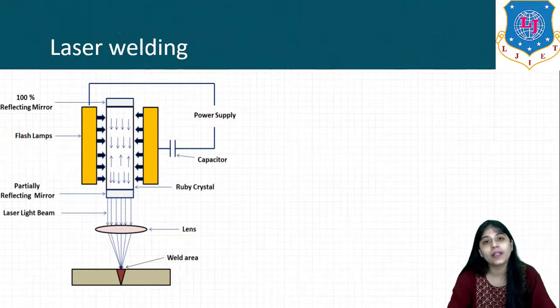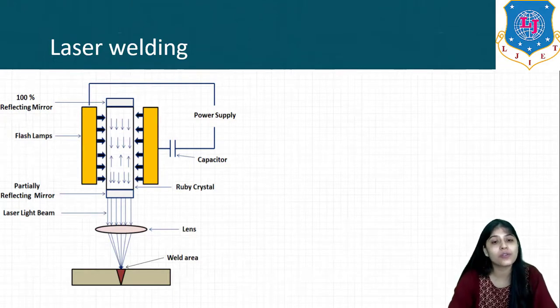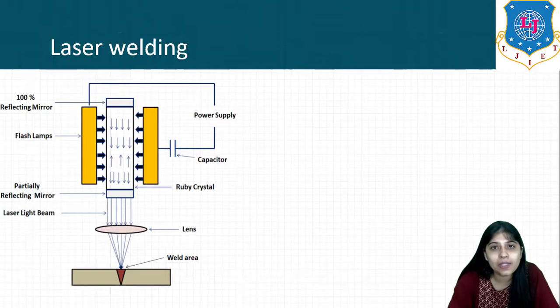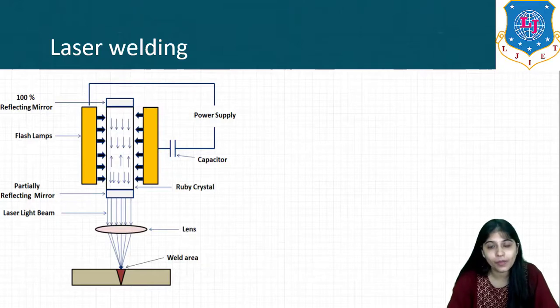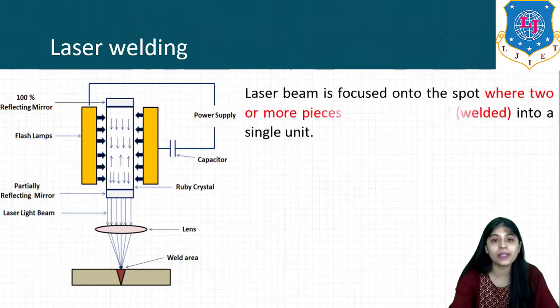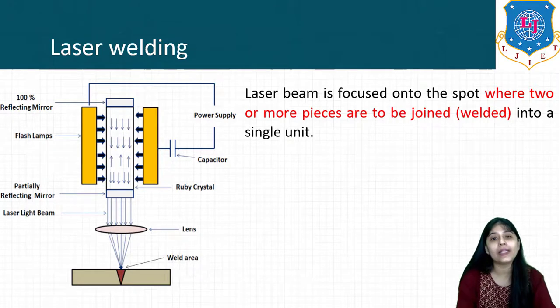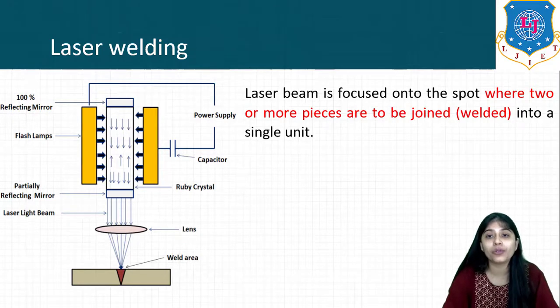And then the laser beam produced is used to weld the area, which is passed through the lens so that it is focused, so that we can get a fine beam. Okay, so what happens in laser welding? When the laser beam is focused onto the spot where two or more pieces are to be joined or welded into a single unit, right?